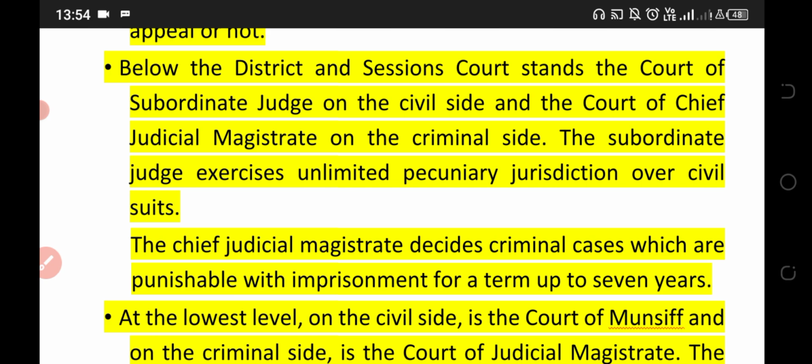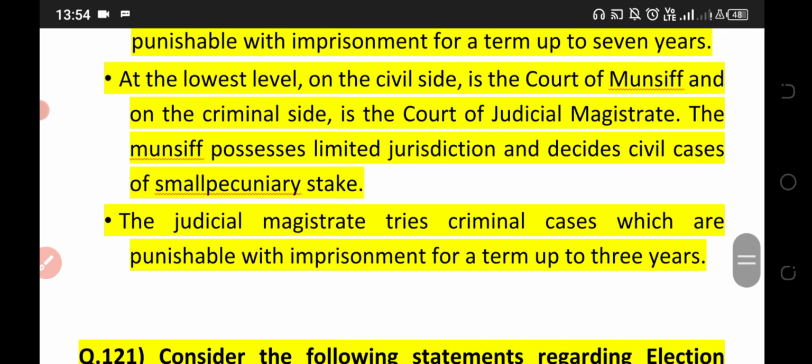The subordinate judges exercise unlimited pecuniary jurisdiction over civil suits. The chief judicial magistrate decides criminal cases which are punishable with imprisonment for a term of up to 7 years. At the lowest level, on the civil side, is the court of munsif, and on the criminal side is the court of judicial magistrate. The munsif possesses limited jurisdiction and decides civil cases of small pecuniary stake. The judicial magistrate tries criminal cases which are punishable with imprisonment of up to 3 years.